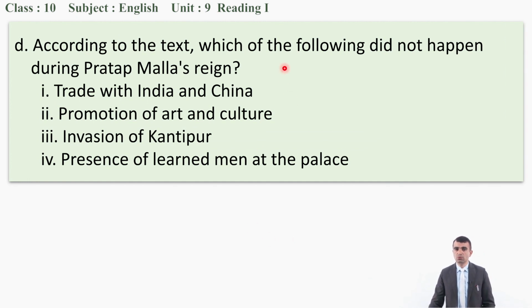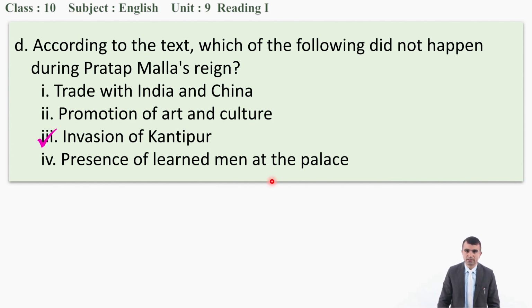Well, next D. According to the text, which of the following did not happen during Pratap Malla's reign? Trade with India and China. Did it happen? Promotion of art and culture. Invasion of Kantipur. Presence of learned men at the palace. Which one did not happen? Now think about it. After a general understanding, you can do it here. Trade with India and China, was it there during his time? Yes. Promotion of art and culture? Yes, good. That was also there. Invasion of Kantipur? Was Kantipur invaded? No. So, this may be the correct answer. Presence of learned men at the palace was also there.